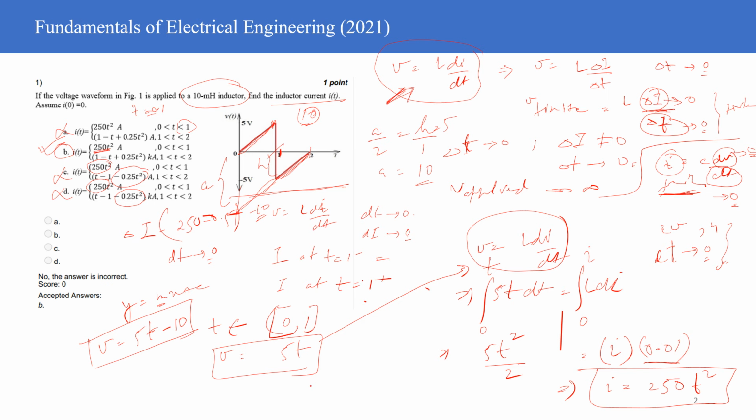So then going by the same way forward, the integral of 5t minus 10 dt equals the integral of I dt, right? And you can integrate it, it will come out to be the same fashion. And then once you integrate it, you will have 5t square divided by 2 minus 10t, right? And integral sign from 0 to t, right?